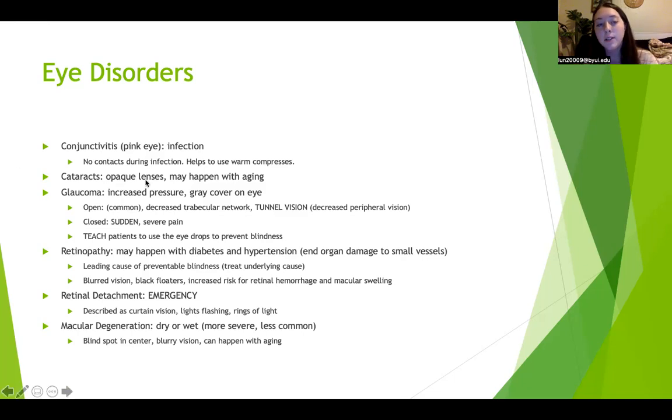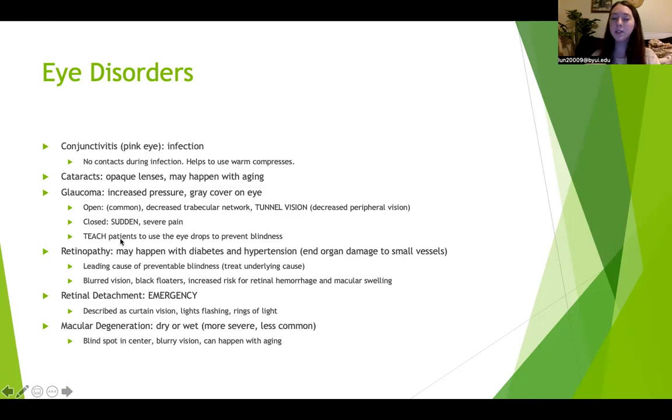Cataracts, the lenses are opaque, it looks cloudy. There's a gray cover, may happen with aging. Glaucoma is increased pressure. Open is more common than closed. Open, there's not very much pain involved, a decreased trabecular network, and the trabecular network is in charge of fluid movement in the eye. And they get tunnel vision, so their periphery is a lot more limited. Closed, they have sudden severe pain. That's how you can tell the difference.